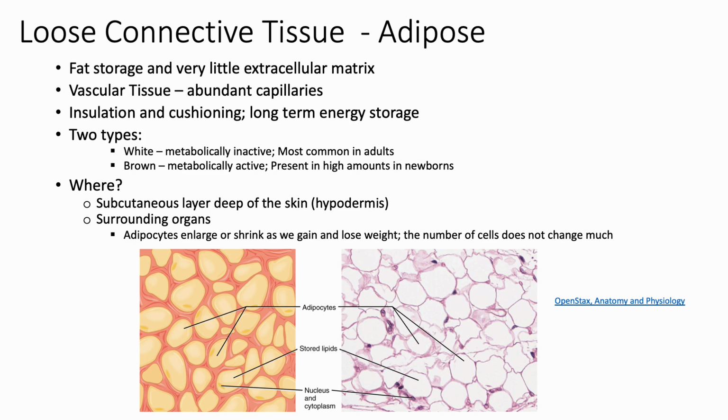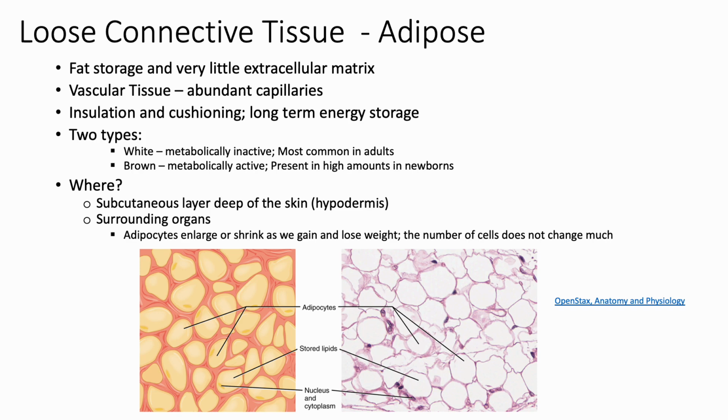Now, we can have two types. We can have white adipose tissue and brown. So the white is less metabolically active than the brown. The brown is going to be present in high amounts in newborns. The white is more common in adults.